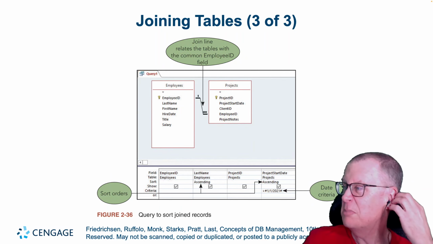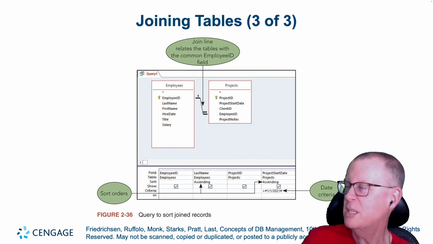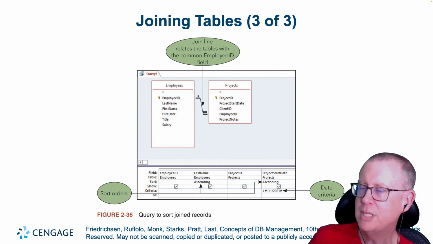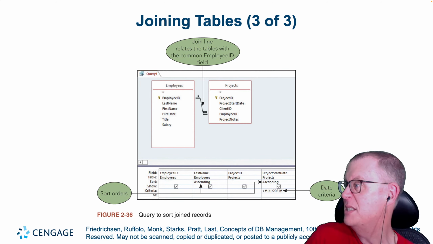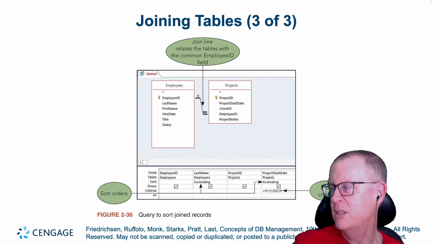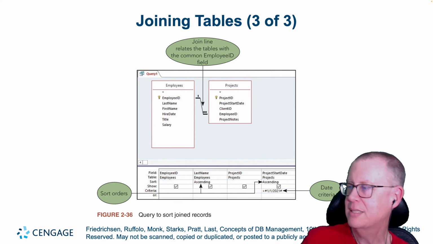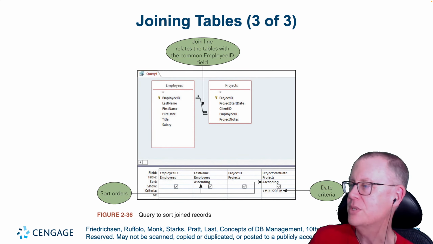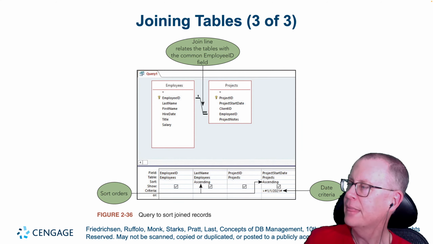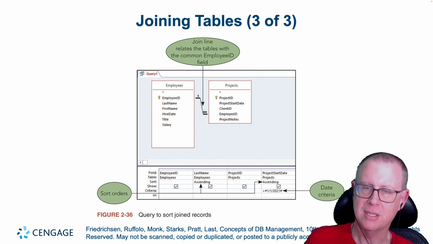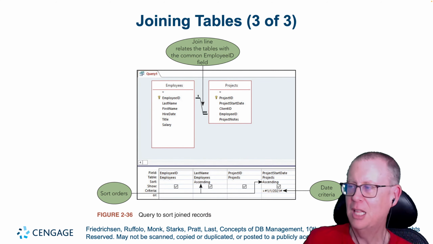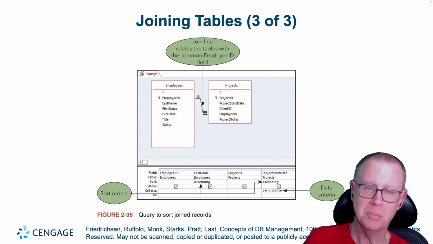Okay, so there's an example of a relationship between employees and projects. One employee can work on many projects. And this is a query where we're looking for the project start date after January 1st, 2021. But we want to pull out all the employees and the project ID and the project start date. So we need to join those two tables together, and we do that using the employee ID field.